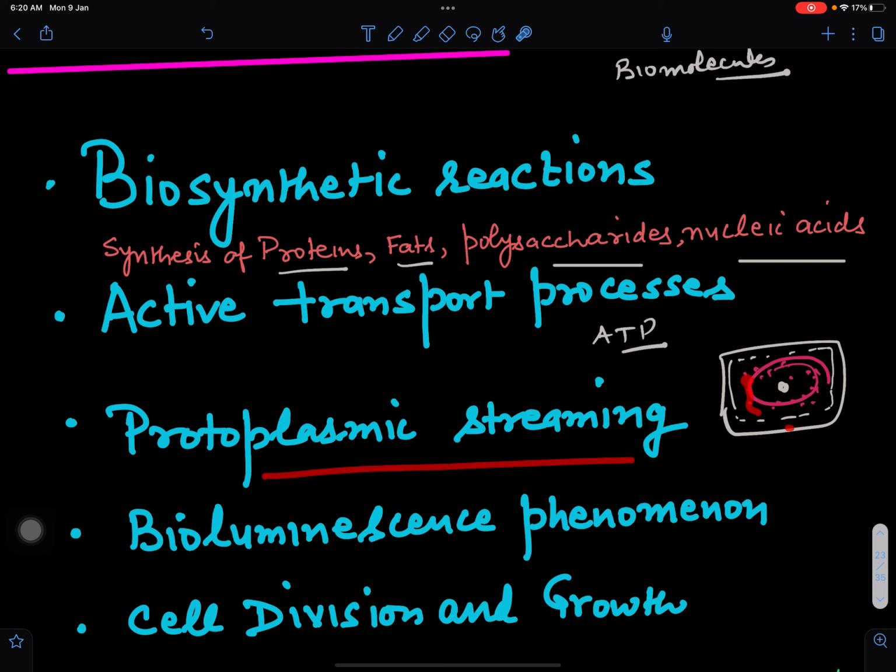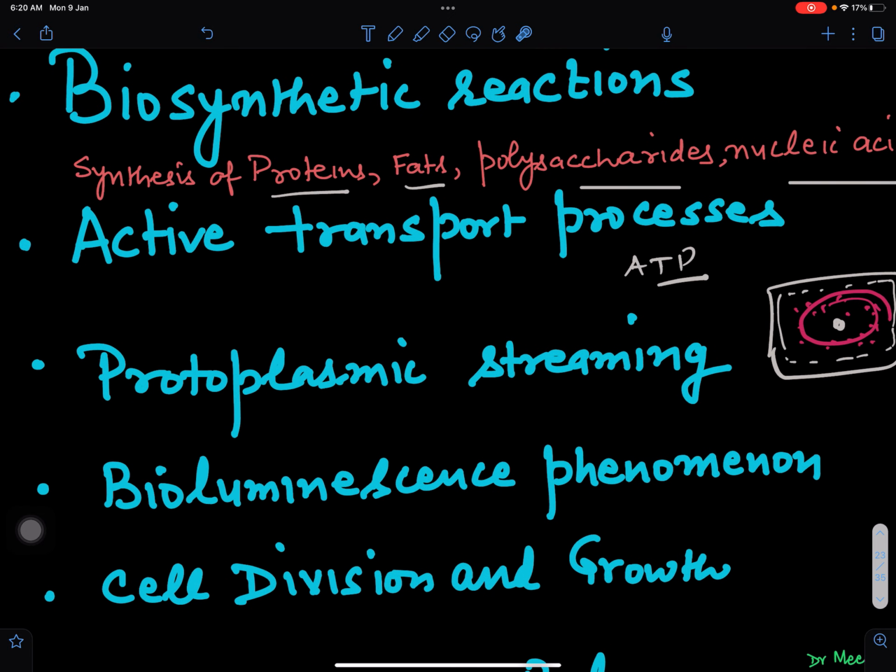This movement is called protoplasmic streaming. This movement of cytoplasm again needs energy in the form of ATP. And if cytoplasm is moving, then the cell is living. If it is not moving, the cell is dead. So ATP is only active in the living cells. Then this also plays an important role in the bioluminescence phenomena.